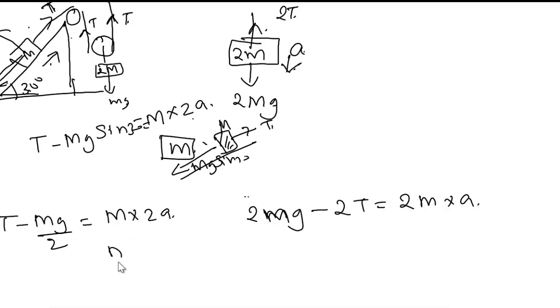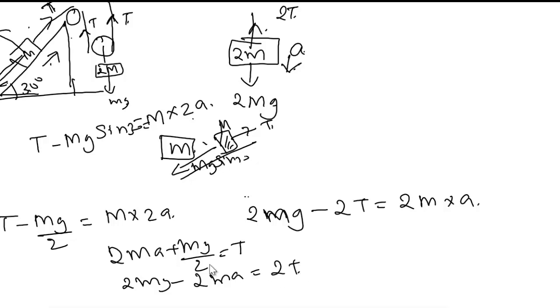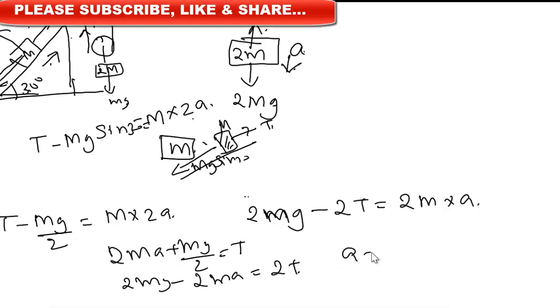So 2ma plus mg by 2 equals T. This is one equation I am getting over here. This one I can write as 2mg minus 2ma equals 2T. These are the two equations. So while we are solving these equations, acceleration we will be getting as g by 3. Okay, so try to solve this one. You will be getting the final answer clearly.